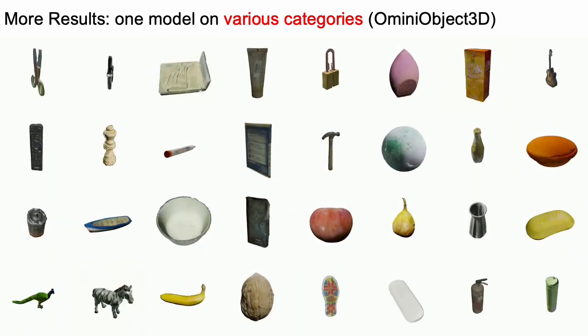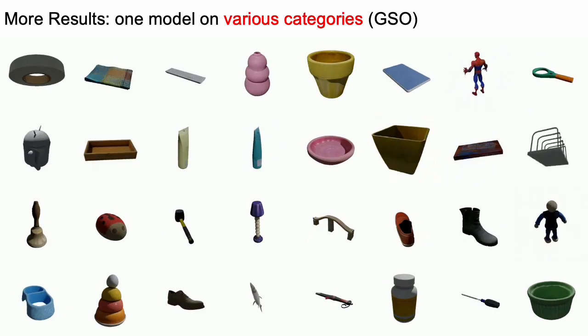We also directly evaluate our model on new datasets, such as Omni Object 3D, which scans many objects from our daily life. As we can see, our Free3D outputs consistent video for various categories. Finally, we also show some examples on Google Scanned Objects with different categories. They also show some smooth results.